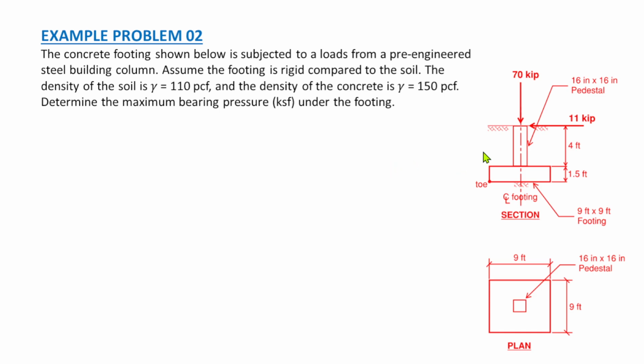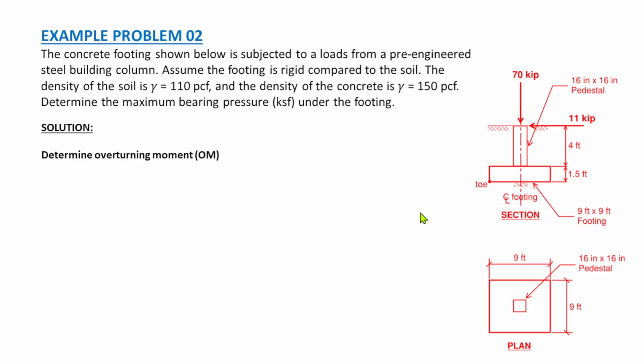And as you can see here in the figure below, we have the profile of the foundation or footings. We have the vertical loads due to the concrete and due to the steel columns from the pre-engineered steel building. And we have the horizontal reaction loads, 11 kips. The size of the pedestal is 16 inches by 16 inches, and it is 4 feet deep from the top of the soil to the top of the footing. And we have the depth of the footing 1.5 feet, and it is an isolated footing 9 feet by 9 feet. So let's dive into the solution for this one.